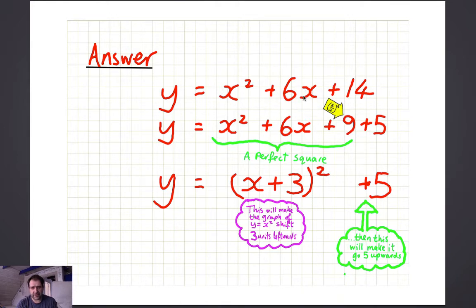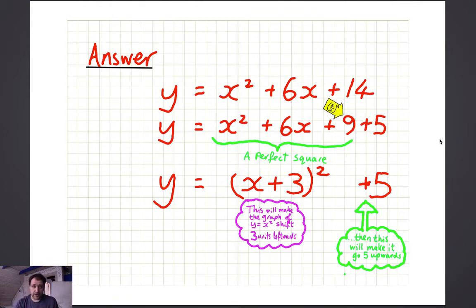Now I'm taking the coefficient of x, which is 6, halving it to give me 3, and then squaring that to give me 9. So instead of x squared plus 6x plus 14, I've rewritten the 14 as 9 plus 5. And I'm getting the 9 from half the coefficient of x. So half the 6 is 3, square the 3 is 9.